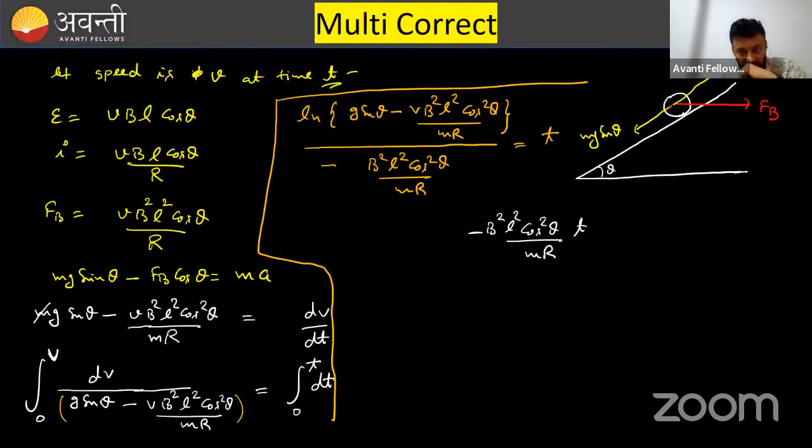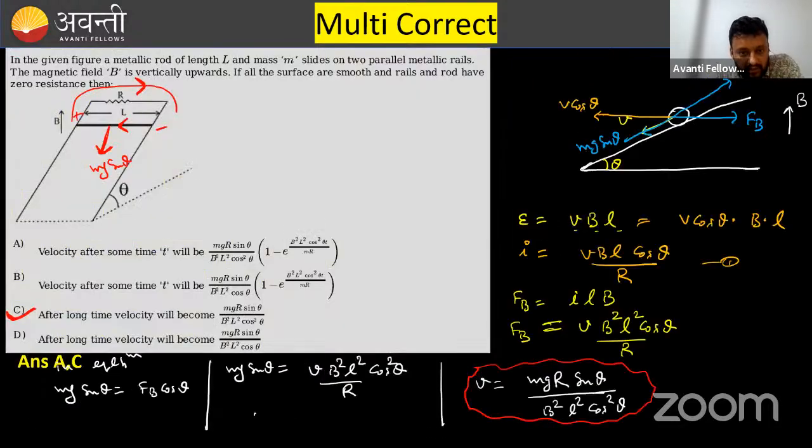If I remove ln then it will be... did I write correctly? e raised to the power, and here the term will be g sin theta minus v B squared L squared cos squared theta divided by mR. Check once whether everything is written correctly, e raised to the power, everything is correct. Now once again have a look at the options.